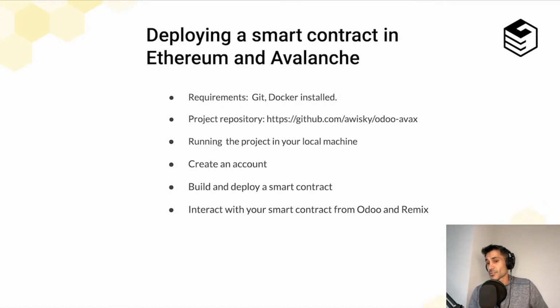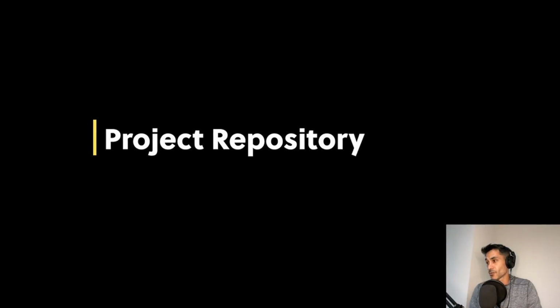Well, we are almost ready to start with our tutorial, but first you need to check the requirements. We just need Git and Docker installed. If you already have them, then we can continue with the Docker build, the module installation, and finally the deployment of our smart contract into the blockchain with Odoo.